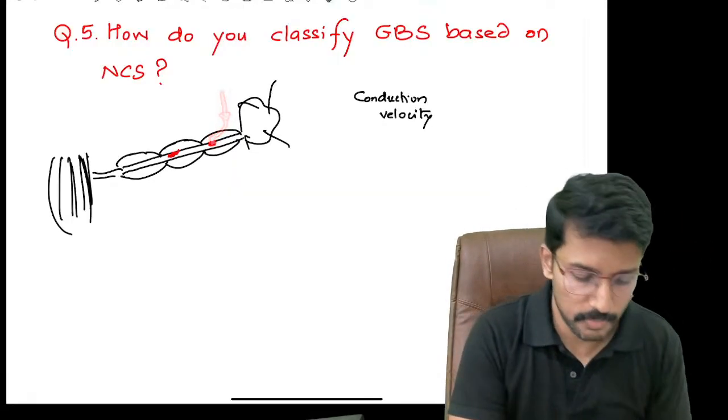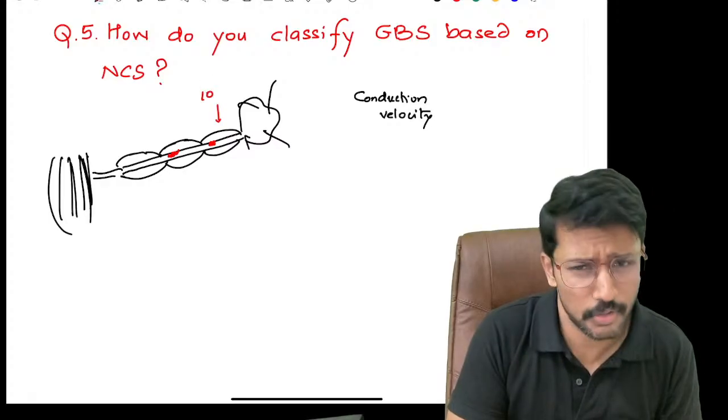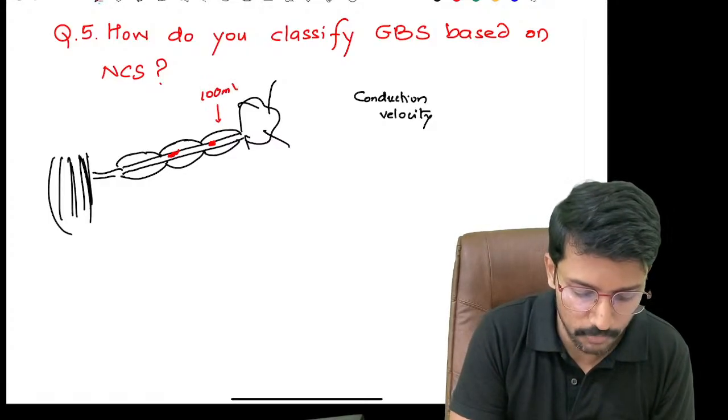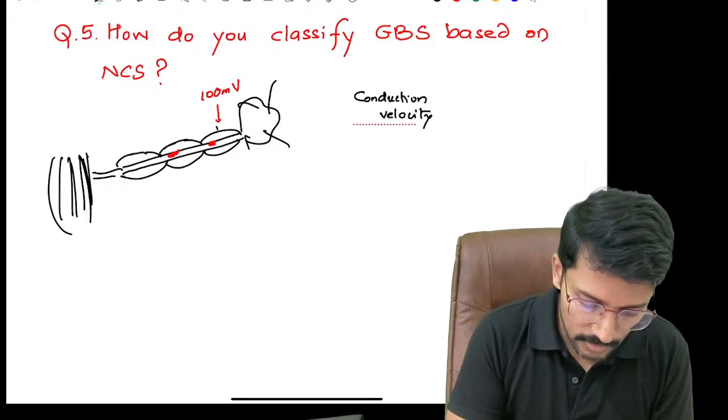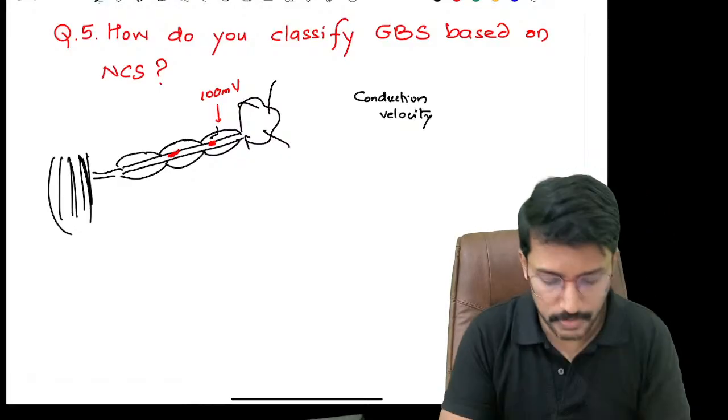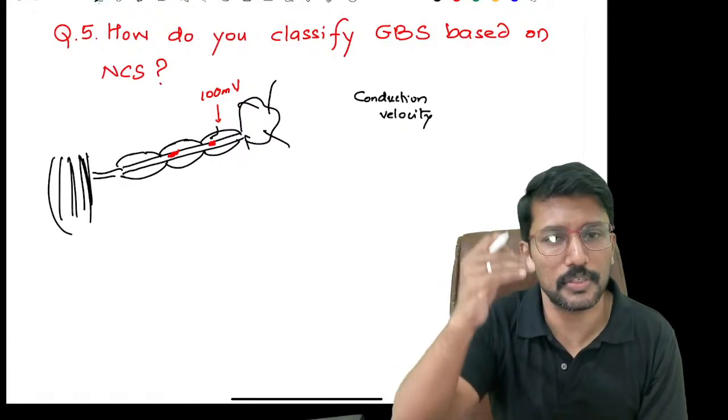So voltage drops. Let me say, just as a hypothetical number, I'm giving 100 millivolts here. Okay. Then when this 100 millivolts reaches one site of injury, there will be some voltage dissipation or drop.